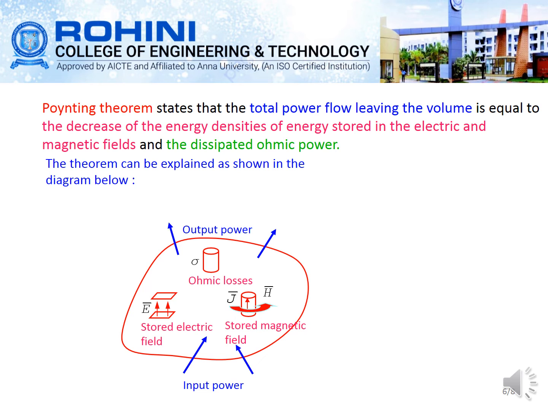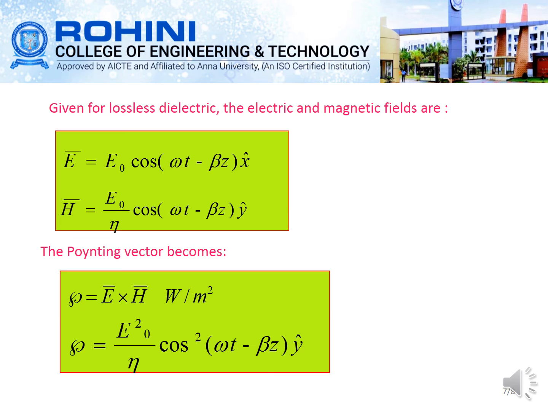So if we apply some input power, the output power contains three terms, which is nothing but the total power leaving through this volume, which contains the decrease in the energy densities stored in the electric field as well as the magnetic field, and also the power that is dissipated. From this, for a lossless dielectric, we can write the electric and magnetic fields as E vector is equal to E naught cos of omega t minus beta z into x vector, and the H vector is equal to E naught divided by eta into cos of omega t minus beta z into y vector. These equations are written in terms of both the electric field and the magnetic field.